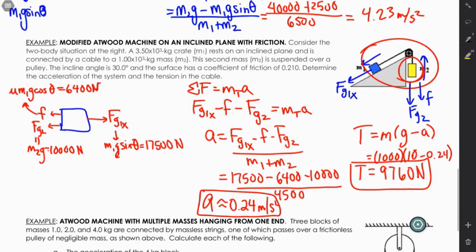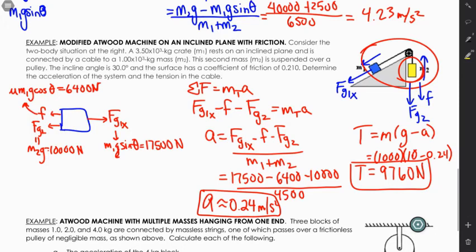The difference was when we did it as two systems, we'd have two equations and two unknowns, and we would combine them. Here we have really one equation, one unknown, and then we go back into this equation and find the tension. That's all it is, right? So it's not too bad.